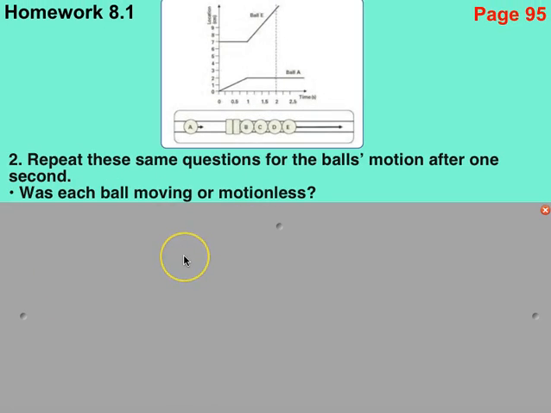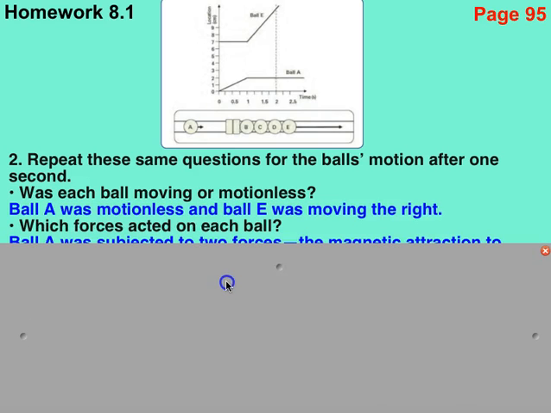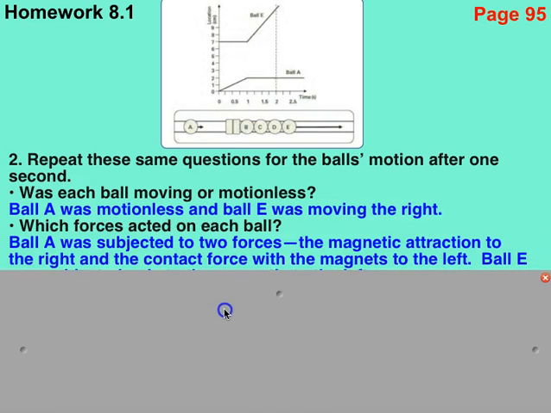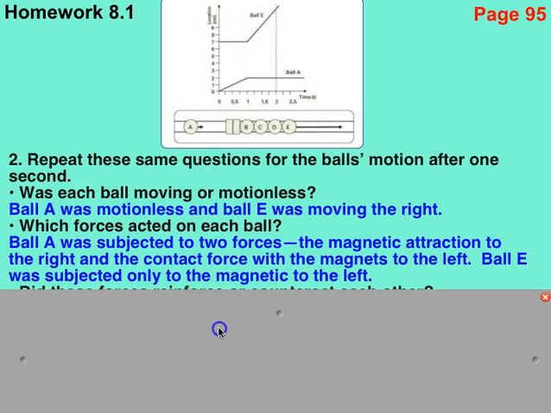How about number 2? Repeat these same questions for the ball's motion after 1 second. So if you look at it right here, after 1 second, ball A was motionless now, and ball E was moving to the right. Which forces acted on each ball? Ball A was subjected to two forces, the magnetic attraction to the right and the contact force with the magnet to the left. So as it hit, the magnet was pushing back. Ball E was only subjected to the magnetic force to the left at the exact 1 second mark.